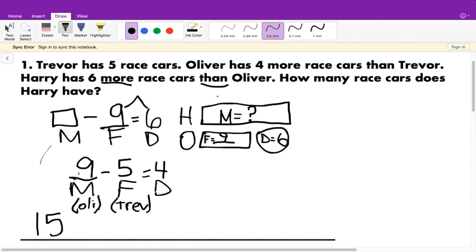I'm going to go back and look for my label. How many race cars? So then I'll write race cars as my label. So the answer was 15 race cars. Okay, let's go to the next problem.